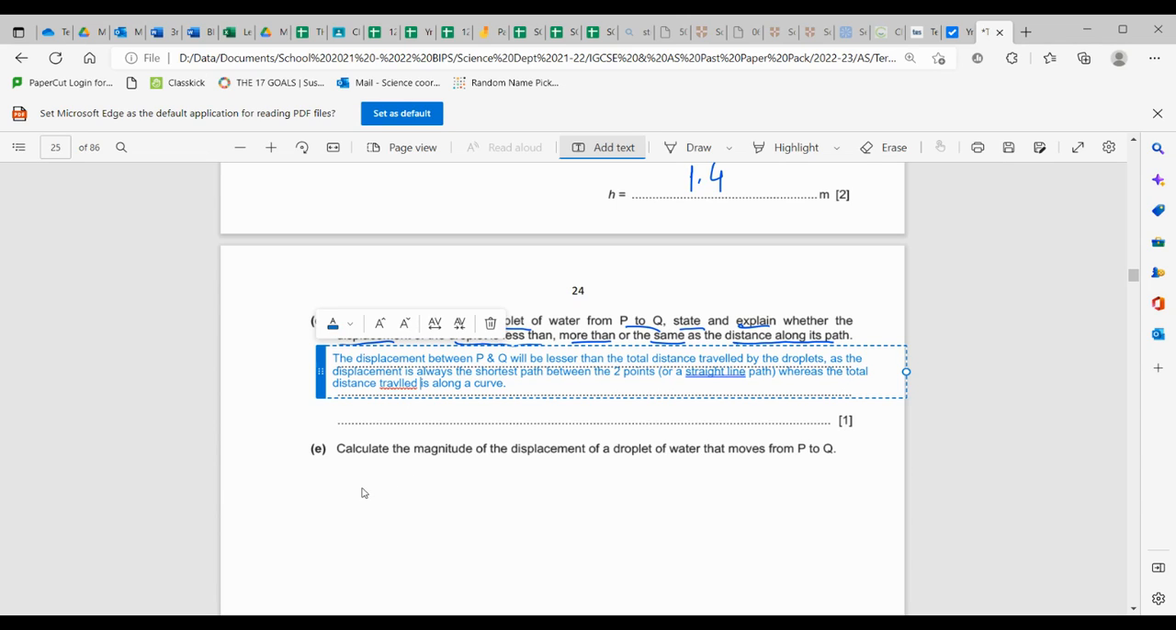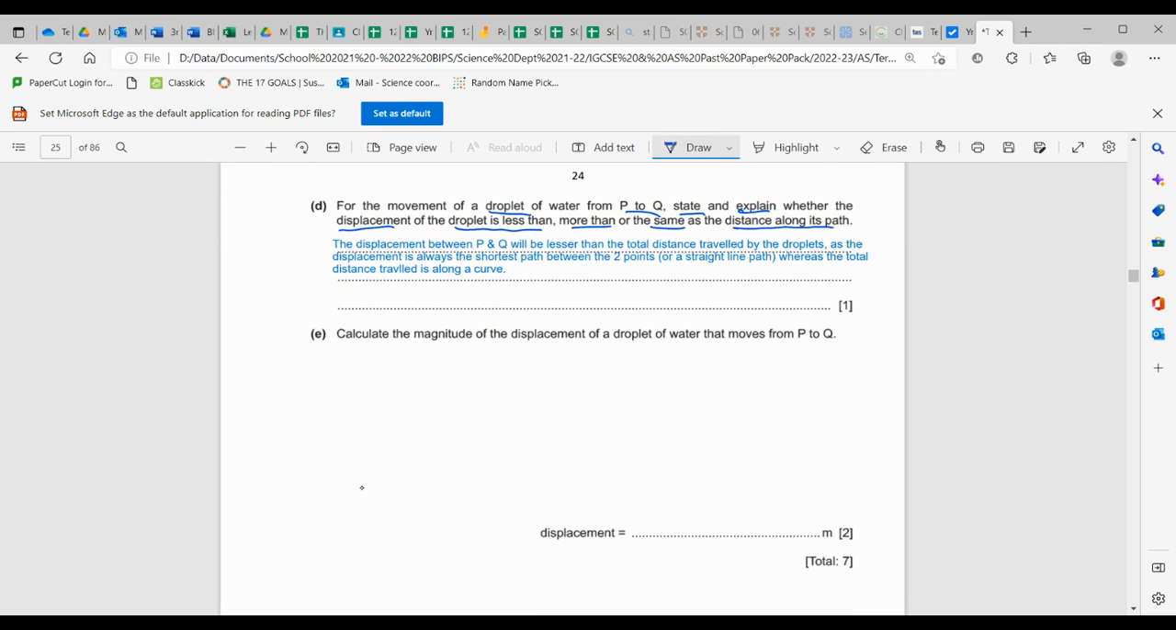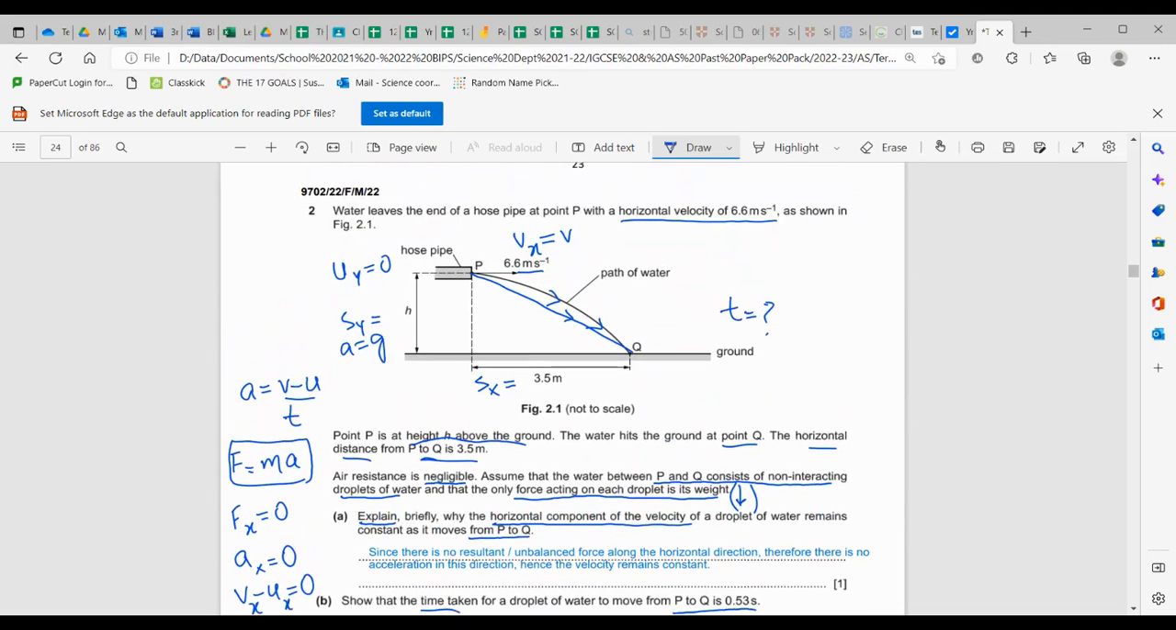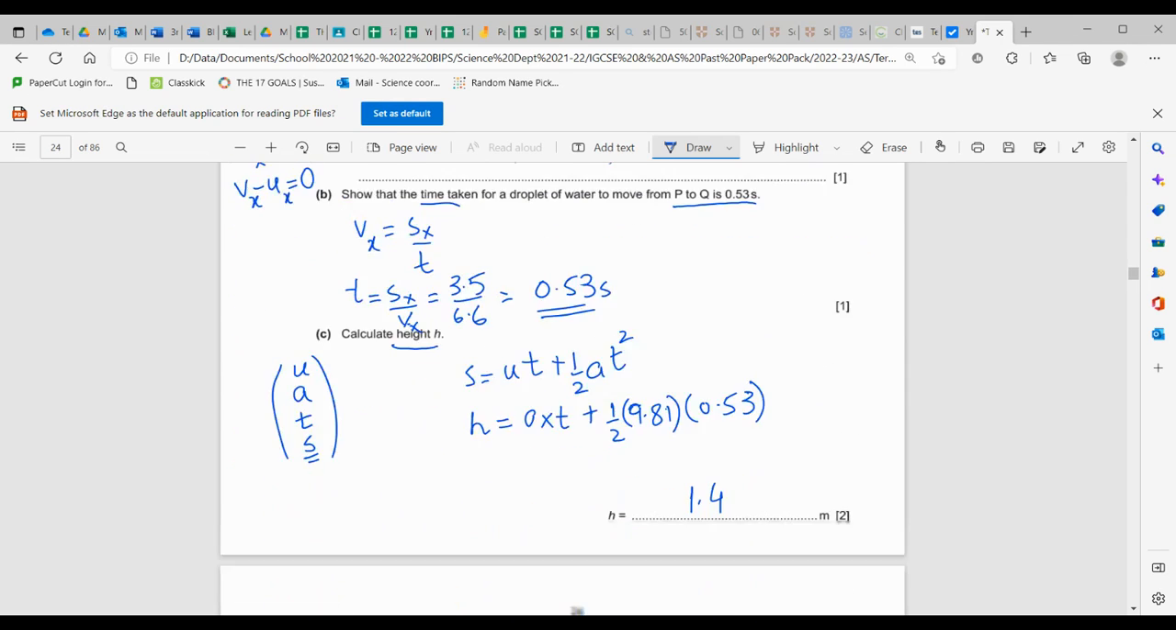Okay, moving on to the next part. Calculate the magnitude of displacement of a droplet of water that moves from P to Q. Diagram. Displacement between P to Q is the straight line drawn between P to Q. Now here the question nowhere mentions that the displacement has to be along the x direction or the y direction, which means we are not talking about the individual components of displacement. We have to calculate the total displacement from P to Q.